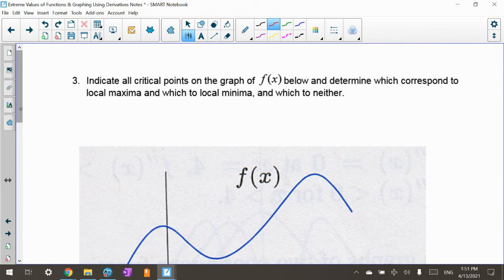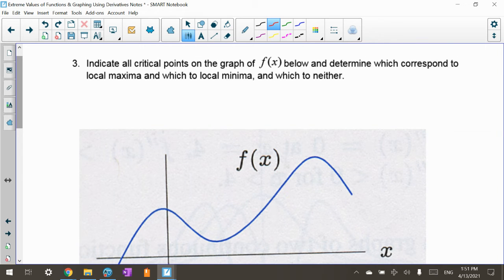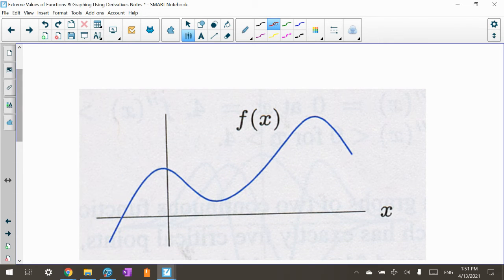For 3, it says indicate all critical points on this graph of f of x and determine which correspond to local max and which to local min and which to neither. So let's look at this. Right here, this looks like a critical point. This looks like a critical point, because I'm looking at where all the slopes are 0. And this one looks like a critical point.